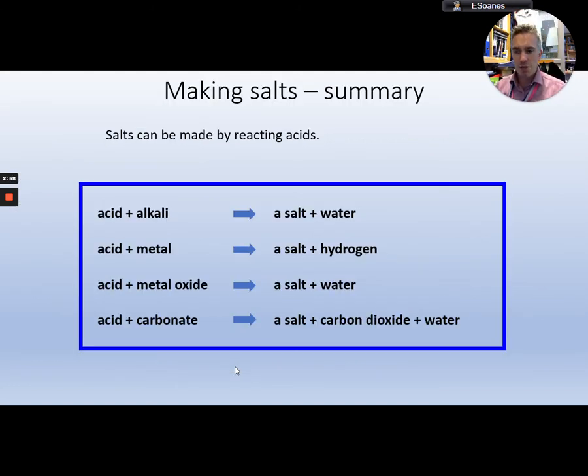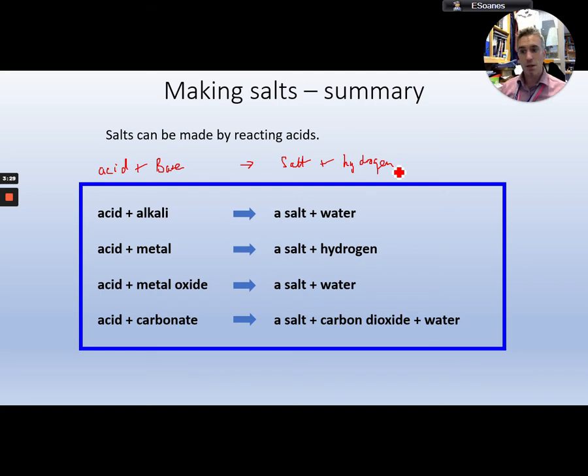And I mentioned to you before, there are different reactions, and these are a summary. In fact, I think I missed one. I've missed acid and base. Silly sausage. Acid plus base goes to salt plus hydrogen. Now, these are the main reactions that you're going to need for the rest of this lesson.